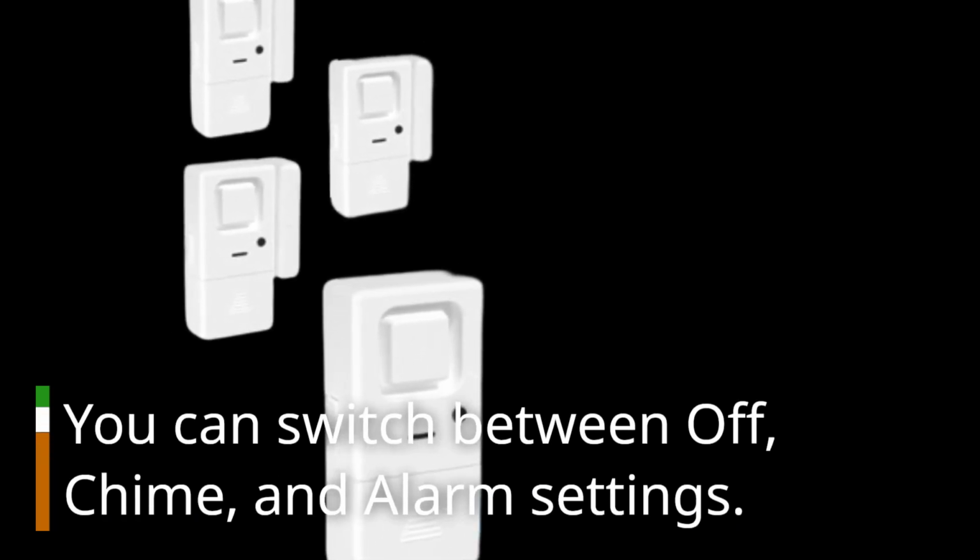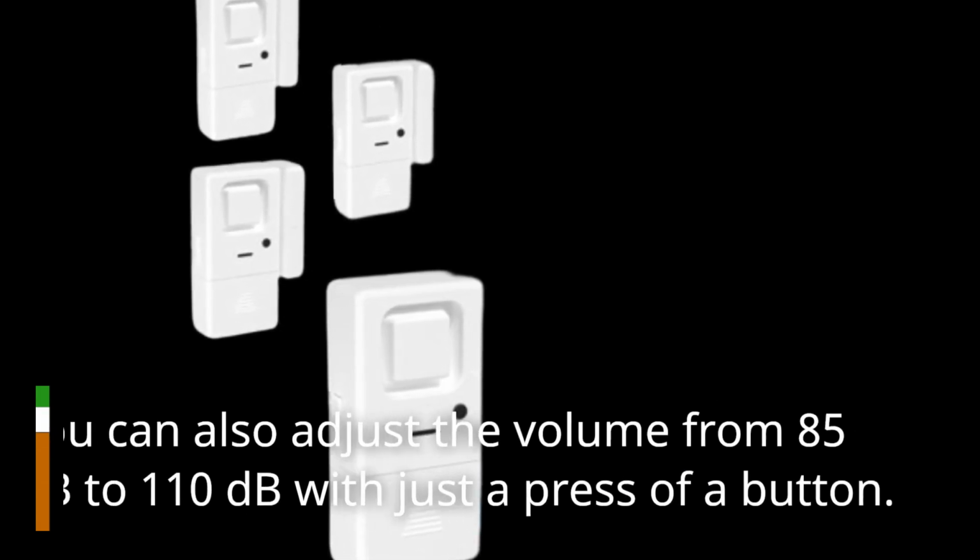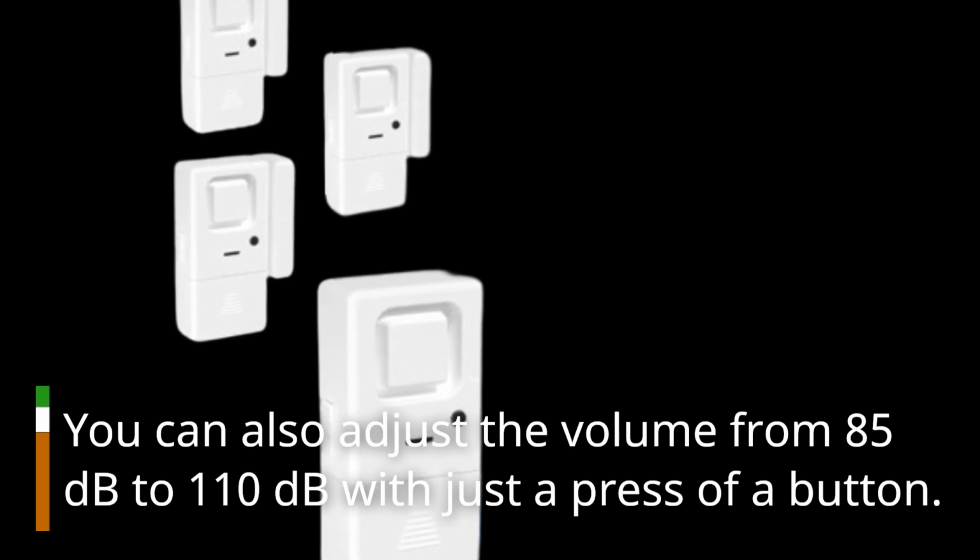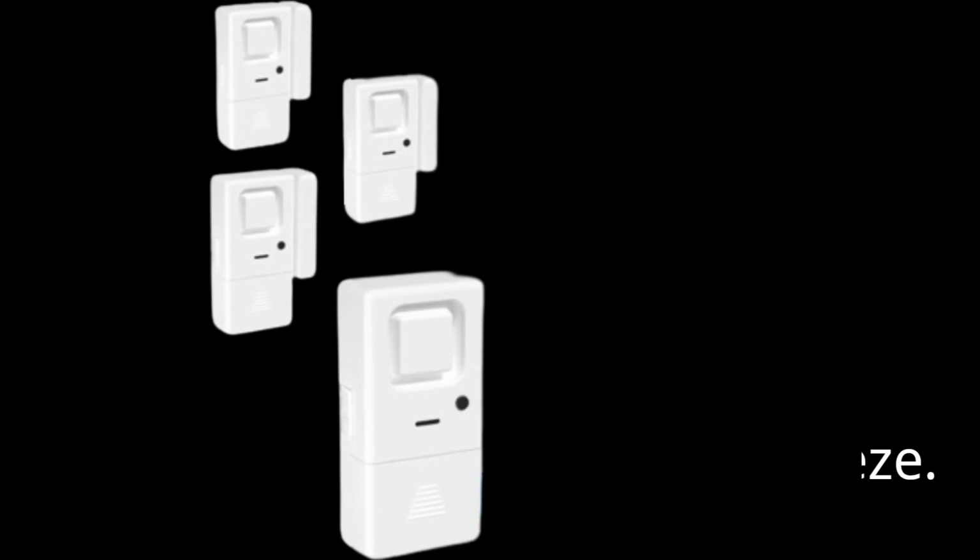You can switch between off, chime, and alarm settings. You can also adjust the volume from 85 decibels to 110 decibels with just a press of a button. Installing these alarms is a breeze.